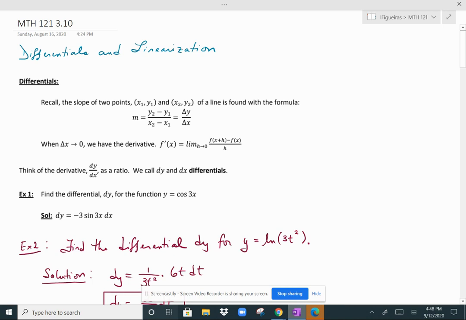Hi, this lesson is about differentials and linearization. So first let's talk about differentials and let's remind ourselves about some things we already know.